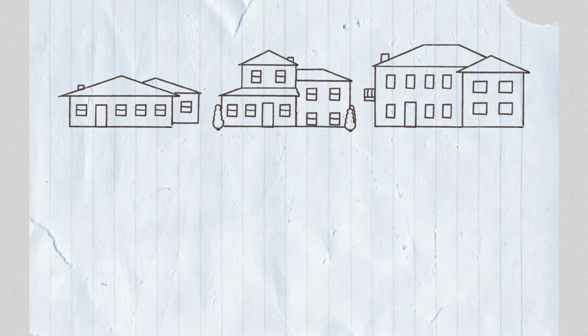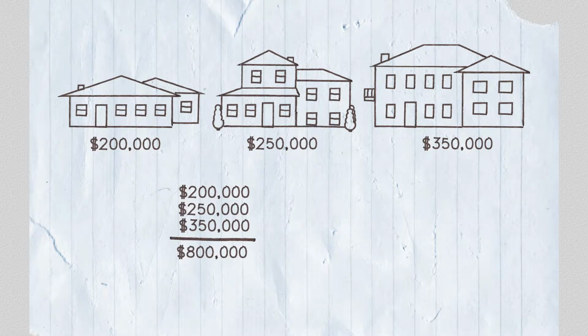The first house has a market value of $200,000. The second house has a value of $250,000. And the third house is valued at $350,000. The city supplies services, and the money to pay for these services is recovered through property taxation. Let's imagine that the town needs to collect $1,200 to pay for these services.